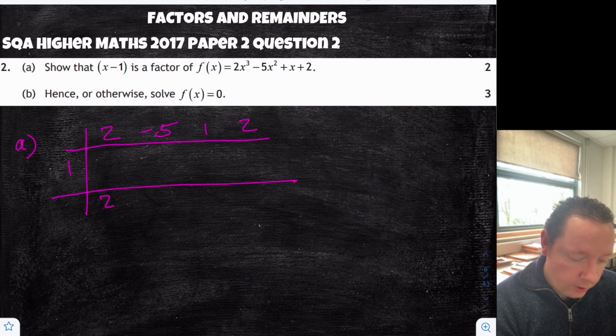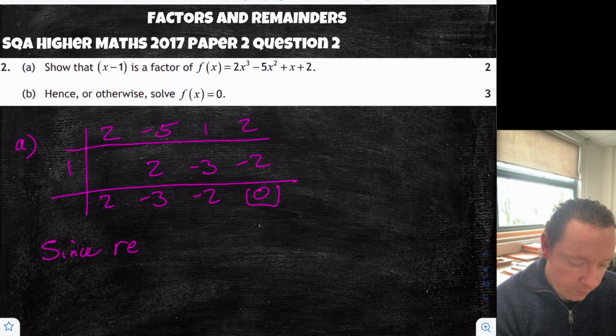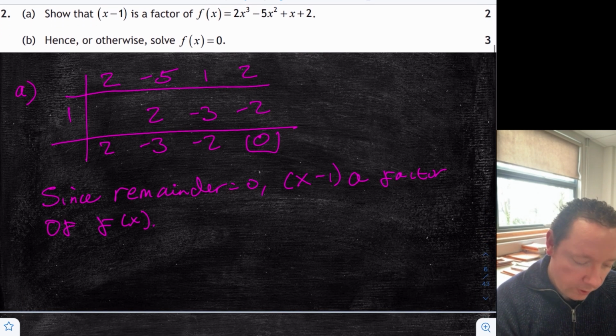Drop the 2 down. 2 times 1 is 2. 2 minus 5 is minus 3. Minus 3 times 1 is minus 3. Minus 3 add 1 is minus 2. Minus 2 times 1 is still minus 2. And minus 2 add 2 is 0. So since the remainder is 0, x minus 1 is a factor of f(x).